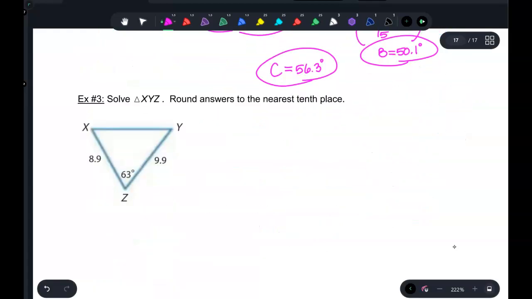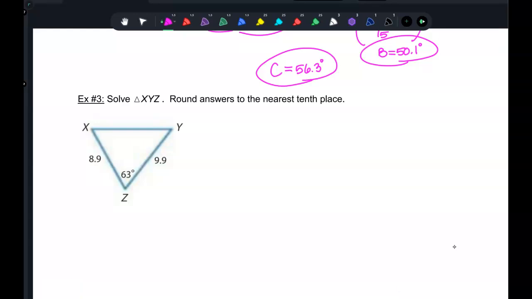Okay, last one. Again, we're going to solve the triangle XYZ. This time, let's see what we have. We have side Y, we have side X, and we have angle Z. So first thing I'm going to do, we're going to pair up those two opposite parts. So I know I'm trying to find Z squared first. It's going to be 8.9 squared plus 9.9 squared minus 2 times 8.9 times 9.9 times cosine of 63.